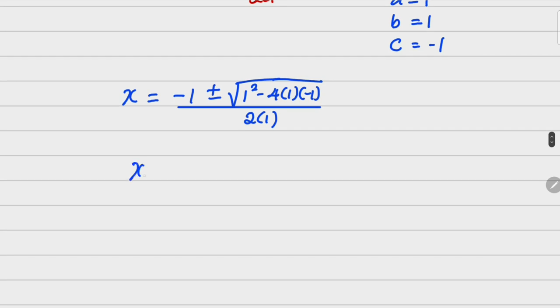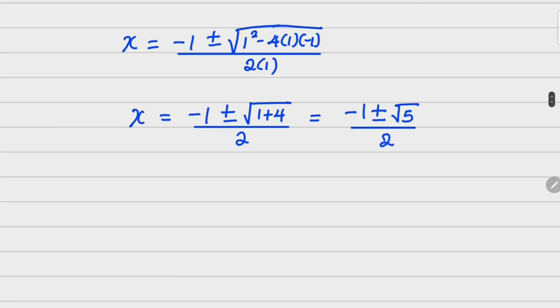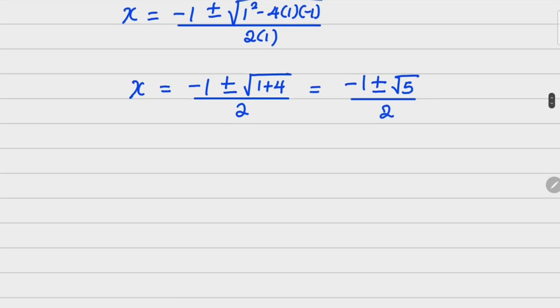So therefore x will now be equal to minus 1 plus or minus, whatever is in the bracket will be 1 plus 4, all over 2. Now this will be minus 1 plus or minus root of 5 all over 2. Now that is x, all right?